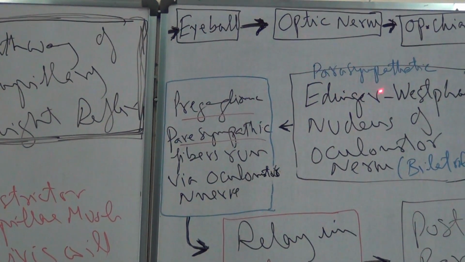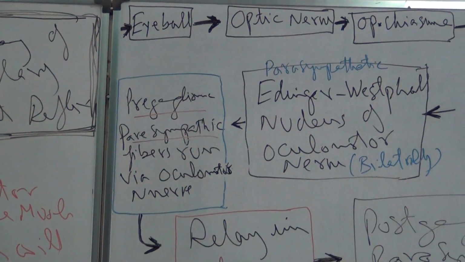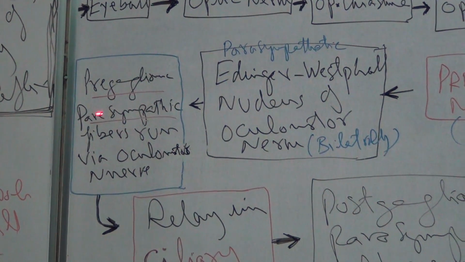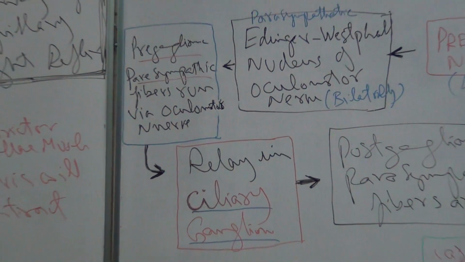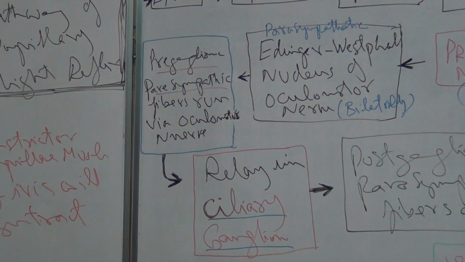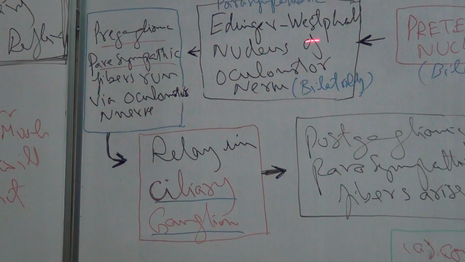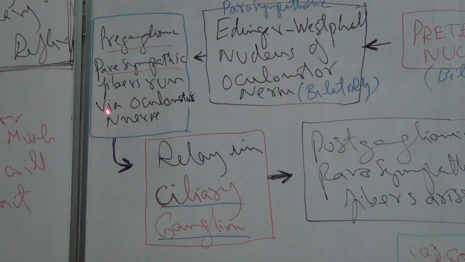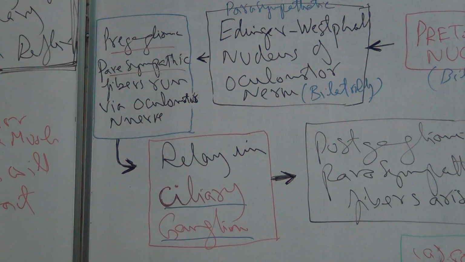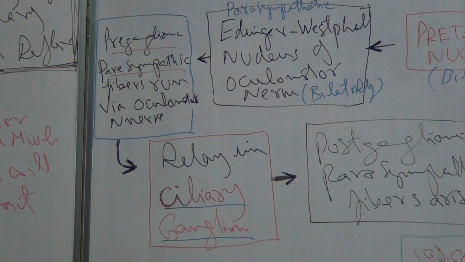From the Edinger-Westphal nucleus, preganglionic parasympathetic nerve fibers arise and run through the oculomotor nerve. These are called preganglionic because they have to relay in the ganglion, and from the ganglion postganglionic fibers arise. So these preganglionic fibers continue through the oculomotor nerve and relay in the ciliary ganglion. This ganglion is located in the orbit. It is a parasympathetic ganglion.